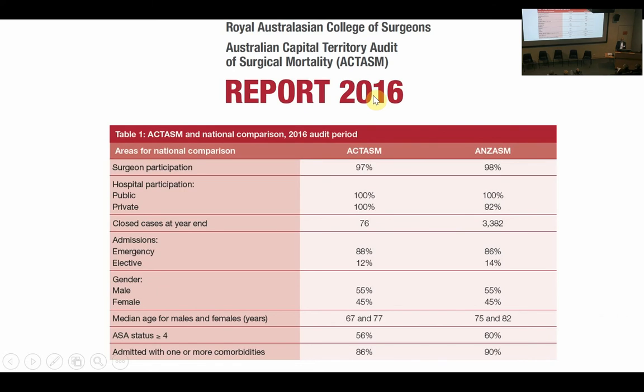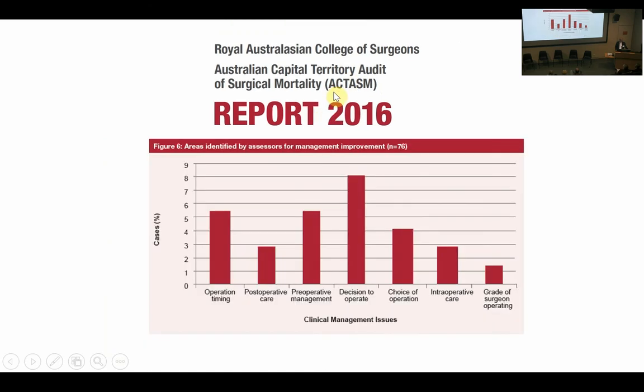I want to draw attention to the ACT surgical audit of mortality, which we've been doing for a few years now. Last year's report was out. Over 76 patients who had died were analyzed and closed, and compared to the Australian database, we dealt with a similar group of patients here. One of the things we've been accused of as surgeons is operating on patients that we should not be operating on. This is the opinion of our peers.